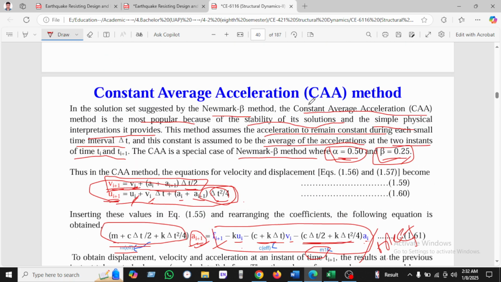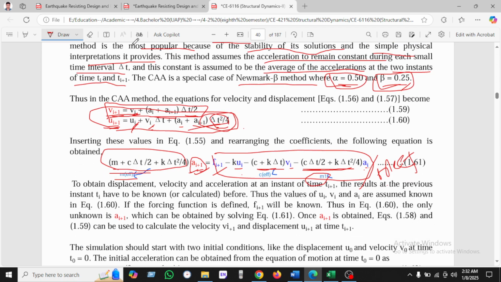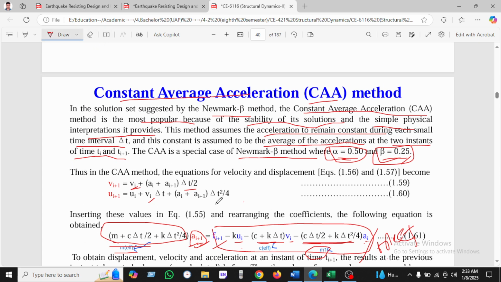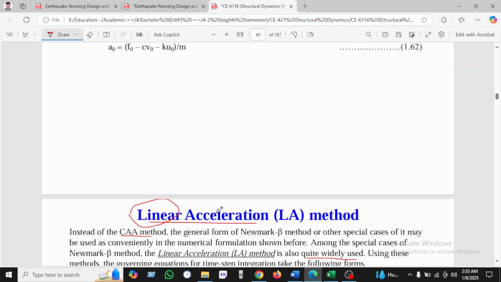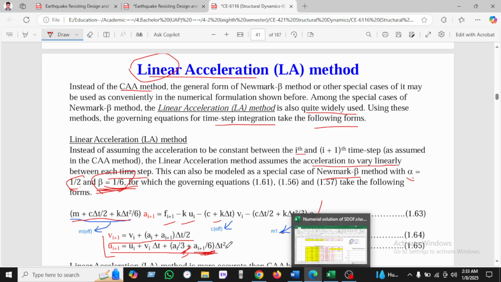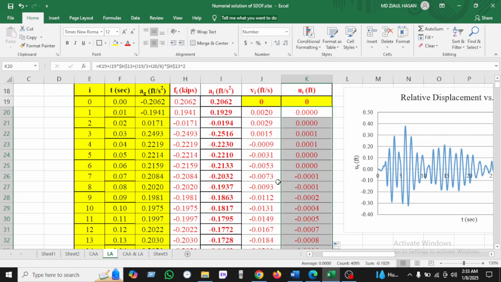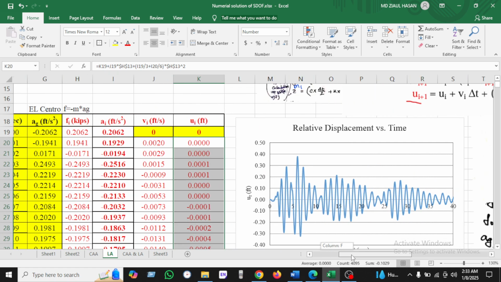On the other hand, we have been seeing the constant average acceleration method. This was not the same. So you can see here, in the constant average method we have used delta T divided by 4, from this equation. On the other hand, we can see the equation has changed when we use the linear acceleration method, which takes A divided by 3 and divided by 6 delta t square. So we are changing this equation and found here. Okay, I'm just clicking here and found all the data are coming here.